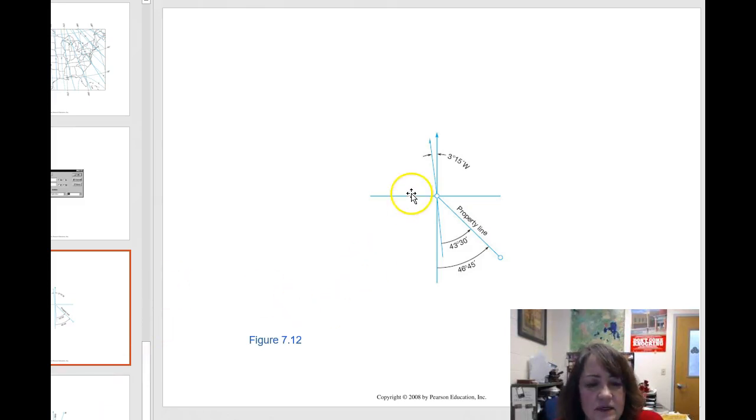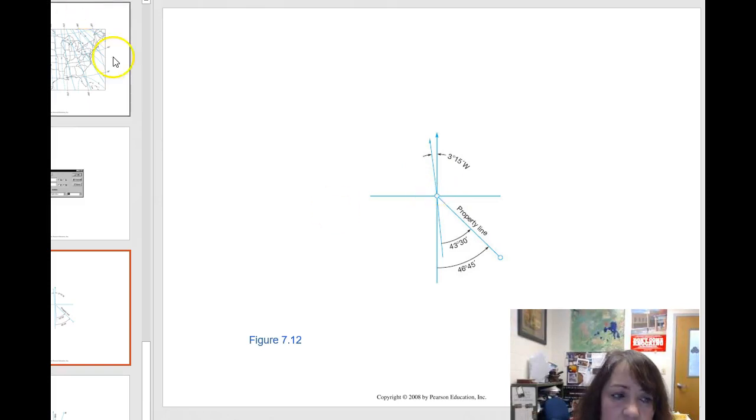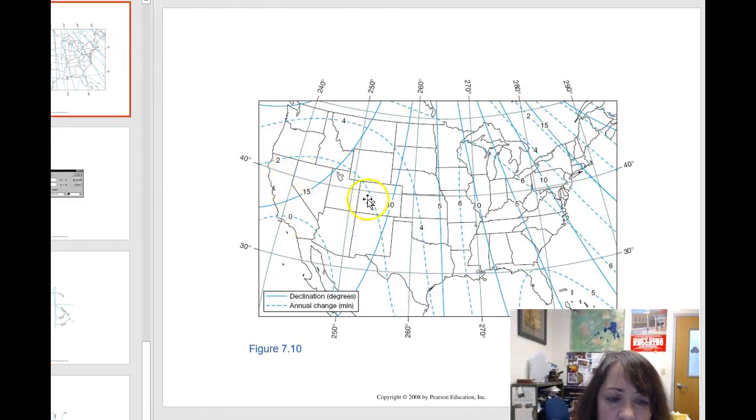This is a case where we have a line of true north and we have a declination. In this case, what this is saying is that magnetic north is 3 degrees and 15 minutes to the west of true north, or it was at the time, because if you go back to this slide, if you notice the dotted lines show you by how many minutes the declination changes per year, which is really strange. But so magnetic declination is also changing per year.